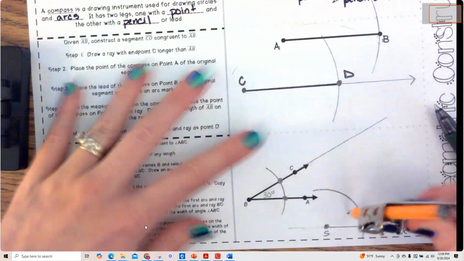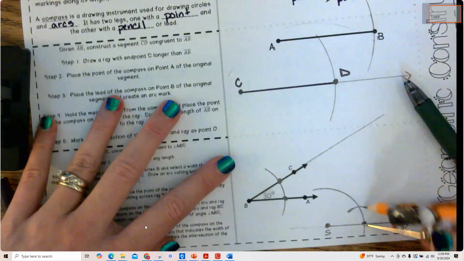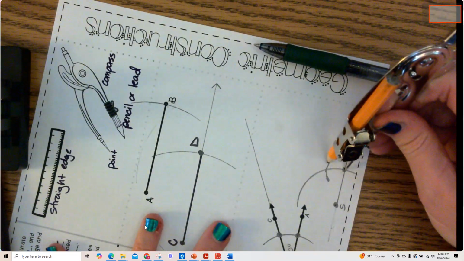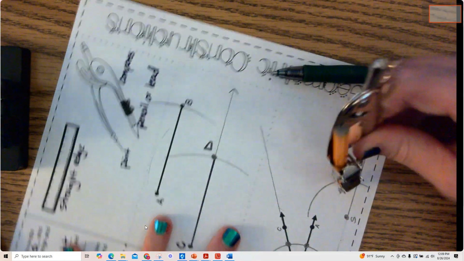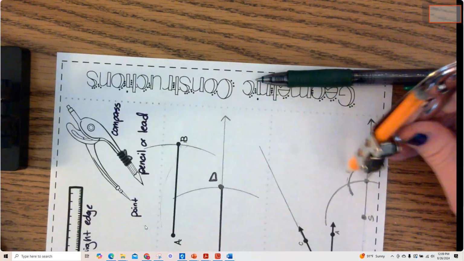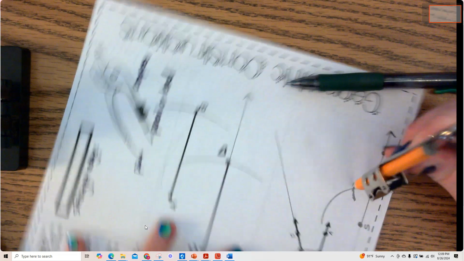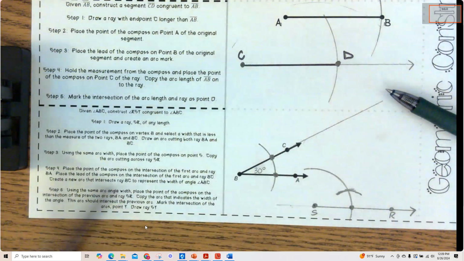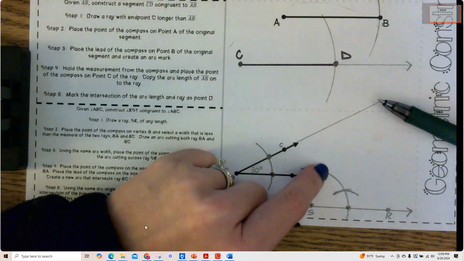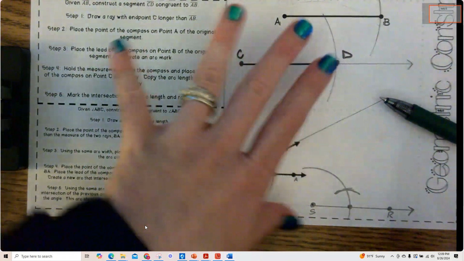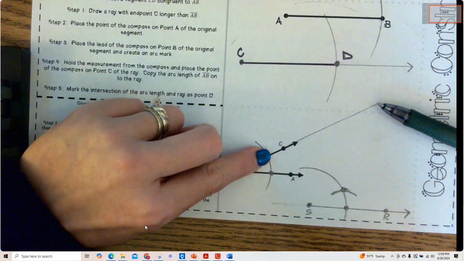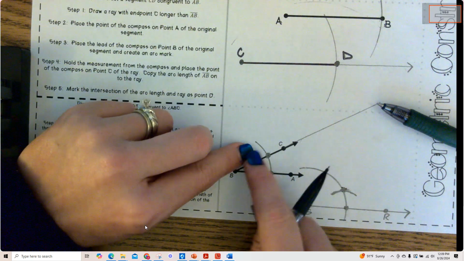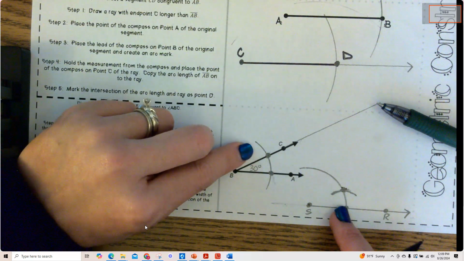Whoa, I'm stuck on things. Ugh. I don't have a big enough desk to be able to do this. So mine's a little wonky, mine's a little off. Mine's like way off, but again, as long as you have your marks. So where that first arc and that new arc cross, that intersection is the same as this point. Okay, this distance is the same as this distance.